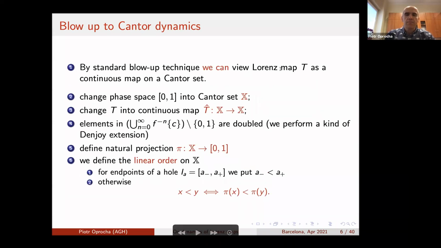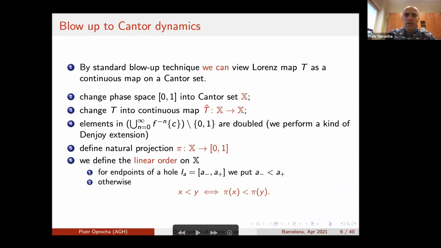Okay, so that map on the interval is discontinuous, but you can use the standard technique of blowing up orbits, like you have in the Denjoy extension, and then you can move everything from the interval to a Cantor set. Simply, you take C, put a hole there, and then take pre-images and propagate these holes through the whole interval. Because this map is expanding, these pre-images will fill the whole interval densely, and that way you will get a Cantor set.